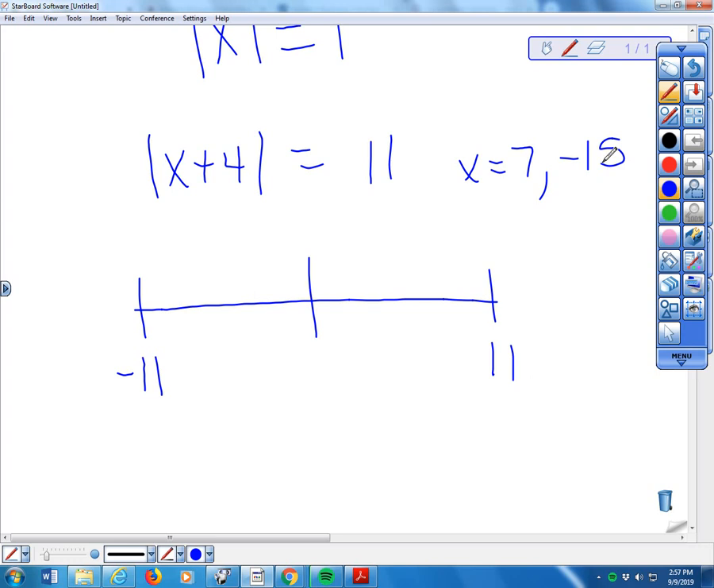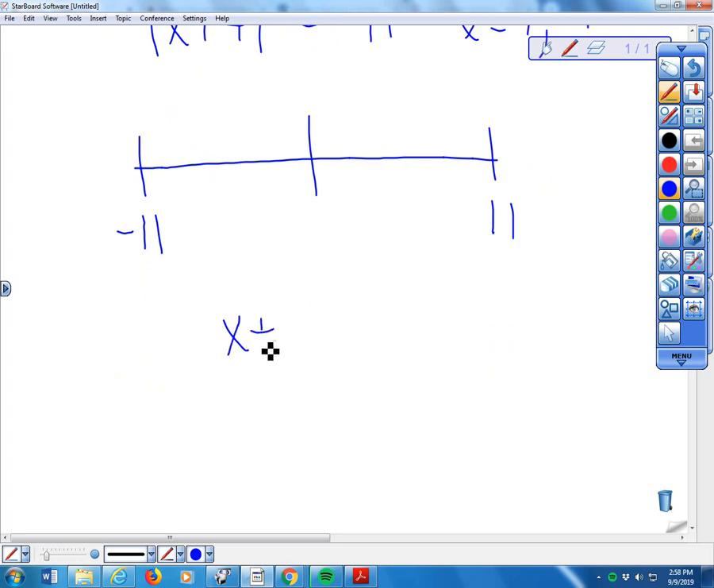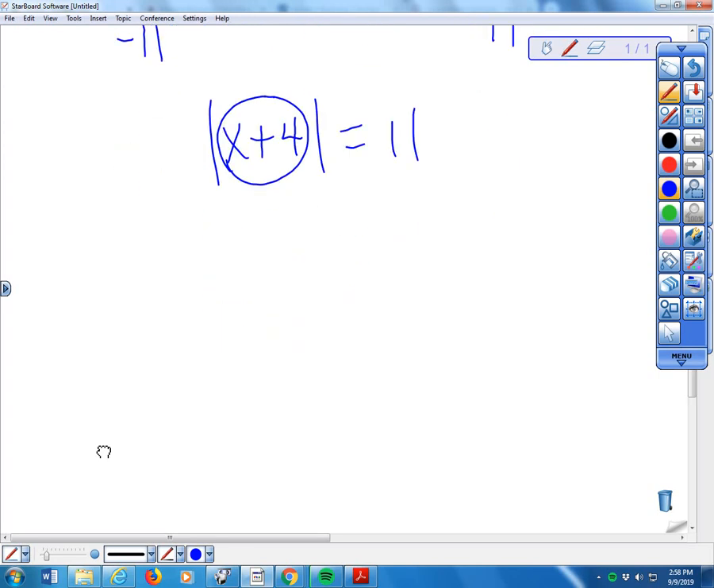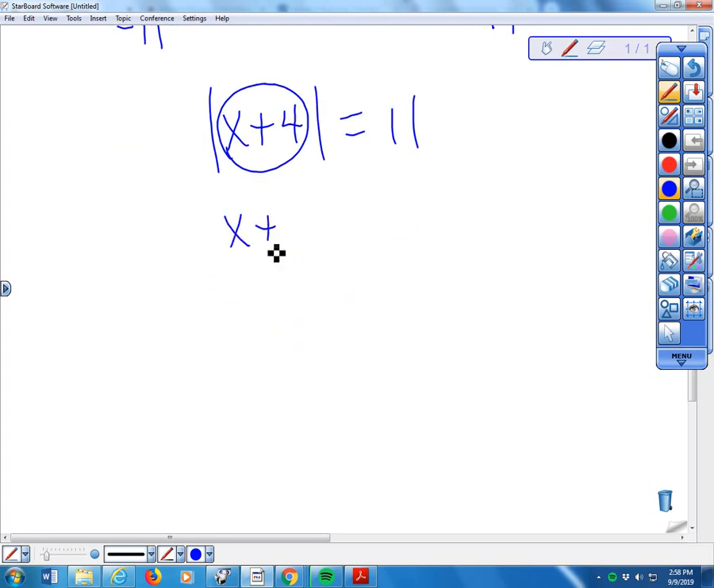Okay? And the way we solve absolute value equations algebraically is we recognize if this is equal to 11, that means that x plus 4 must equal +11, or x plus 4 equals -11. So I will always set up 2 equations when I'm solving absolute value. My first equation, I just drop the absolute value sign and write it the exact way it's written.